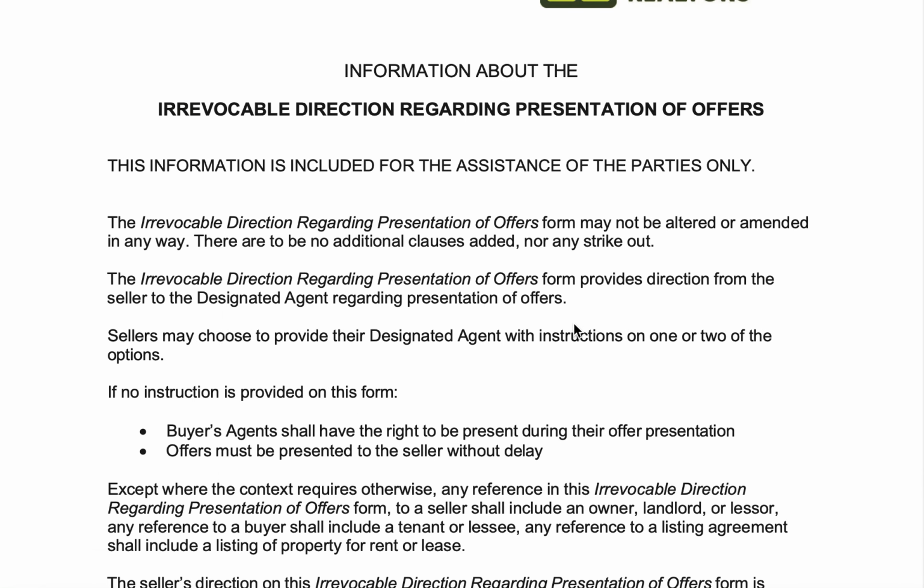The next document is the irrevocable direction regarding presentation of offers. So this is, as it says, irrevocable. It didn't used to say that on there. It only used to say direction regarding presentation of offers, and then, as a buying agent, you would call a listing agent and ask them when they're seeing offers. They'd say not till Monday, and then somebody would write an offer, send it over on Friday, and they'd sell the house. And everybody said that's not fair, because it wasn't. And so now this is irrevocable.